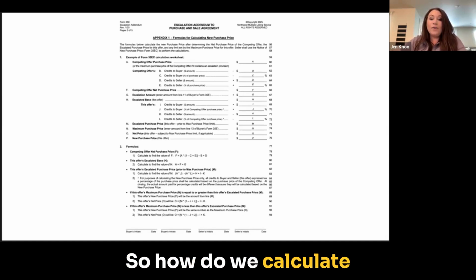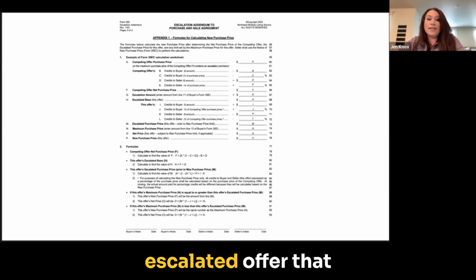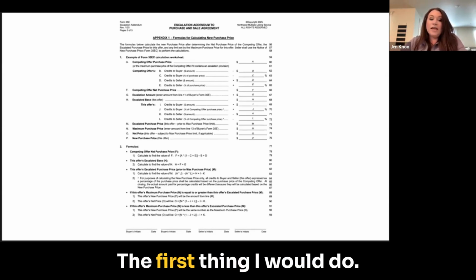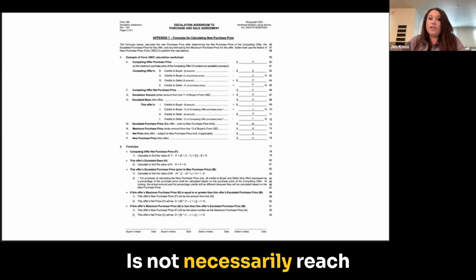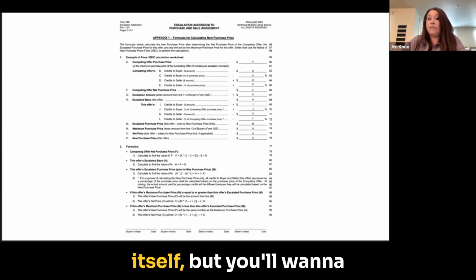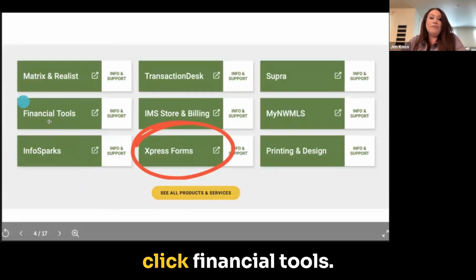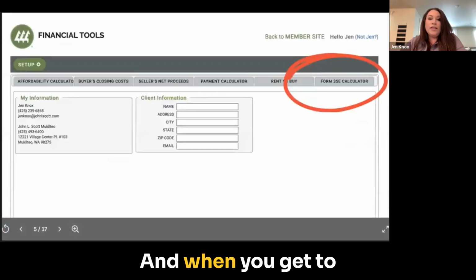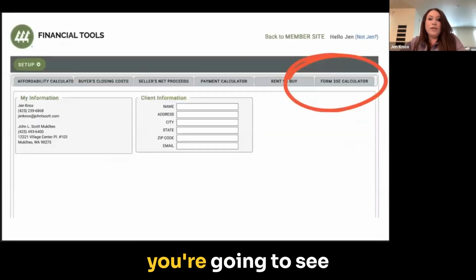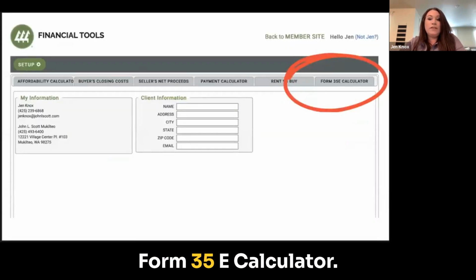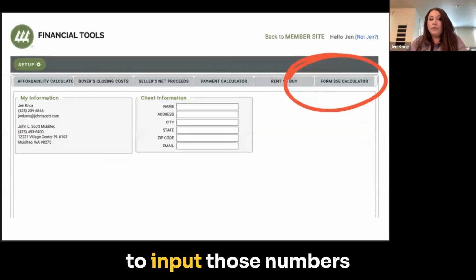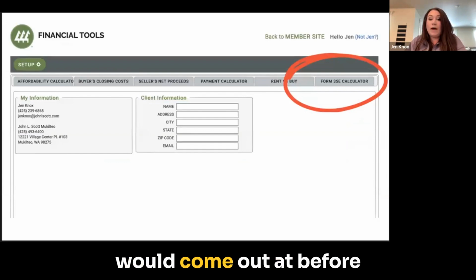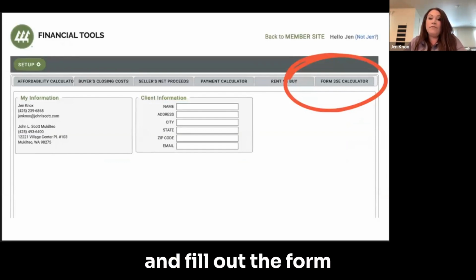So how do we calculate these once we get an escalated offer that we want to use to bump up another offer? The first thing I would do is not necessarily reach for the calculation form itself, but you'll want to click Financial Tools. When you get to the Financial Tools, you're going to see an option that says Form 35E Calculator. This is a place for you to input those numbers just to see what they would come out at before you have to go ahead and fill out the form from the Northwest MLS itself.